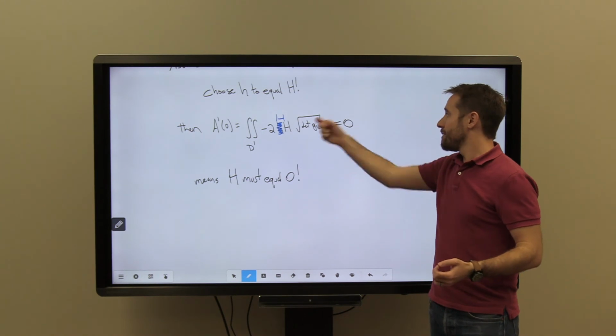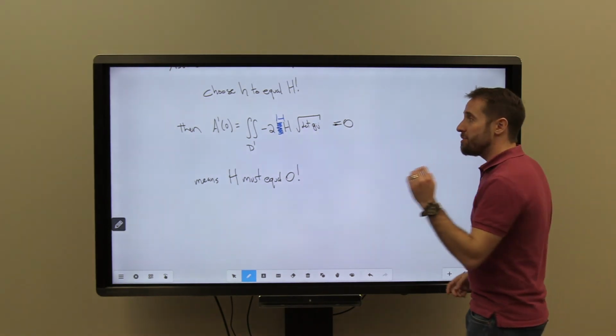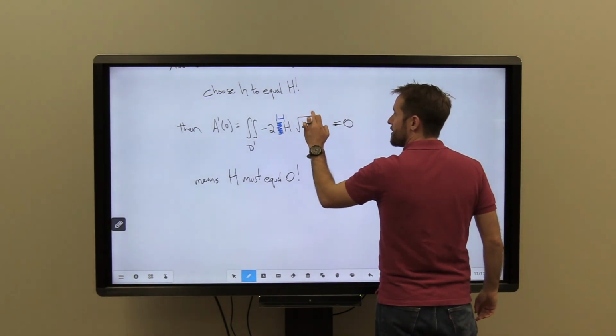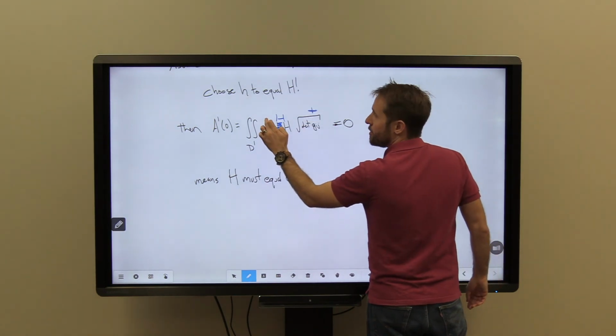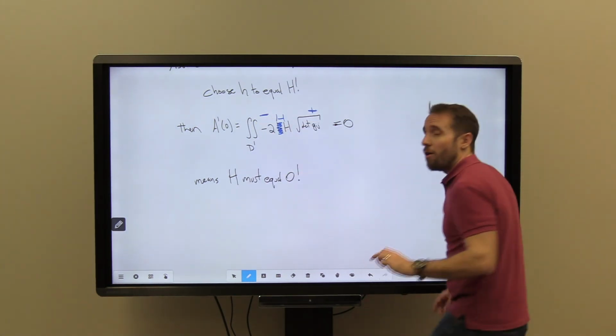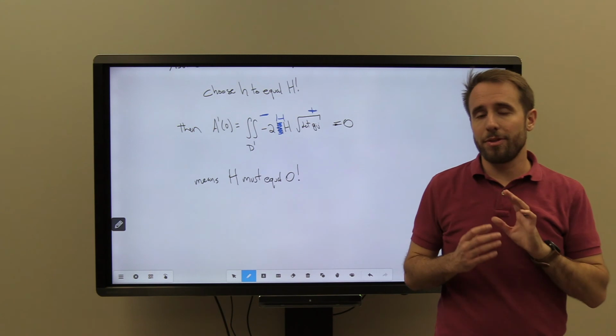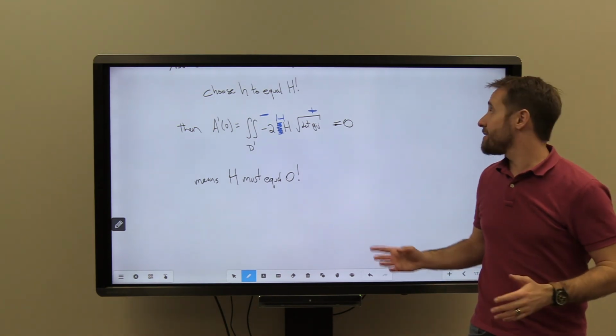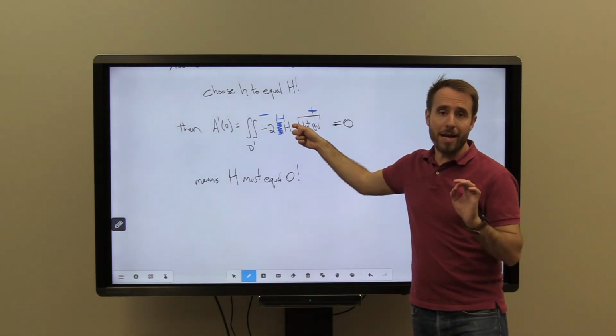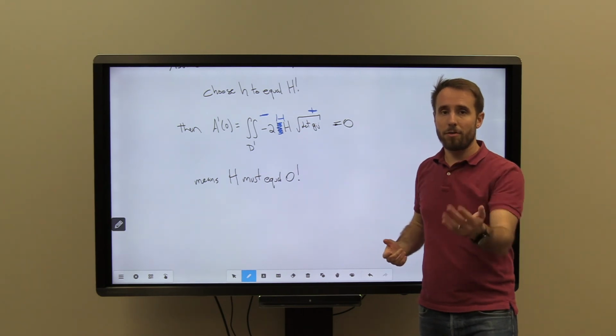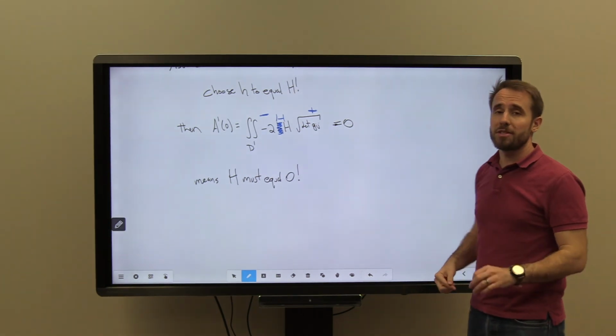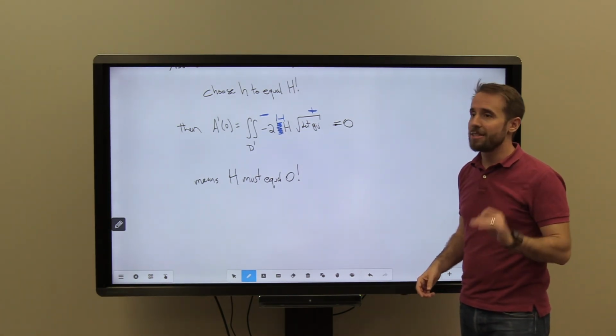And yet, the determinant of Gij will always be positive, so this piece is always positive, the negative 2 out front is always negative, and so the only way for this thing to actually be 0 is if this term, our H, was itself already 0. So this means our mean curvature must equal 0.